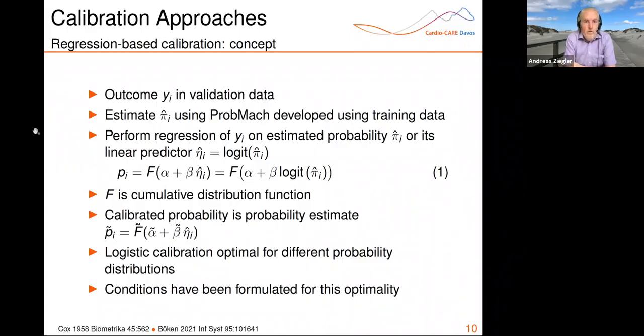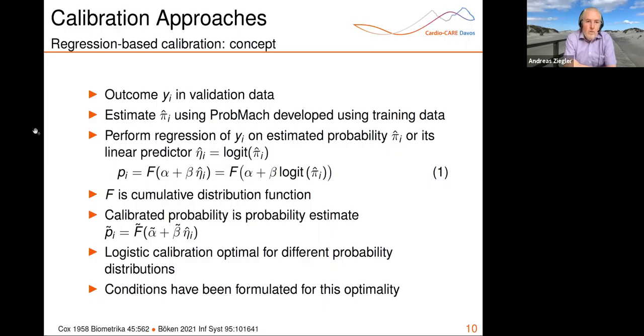So this is what we learned when we were talking about generalized linear models, and specifically logistic regression and probit regression and so on. And you can choose, excuse me, any cumulative distribution function for this. And then you just obtain the calibrated probability as the fit from this simple regression model.